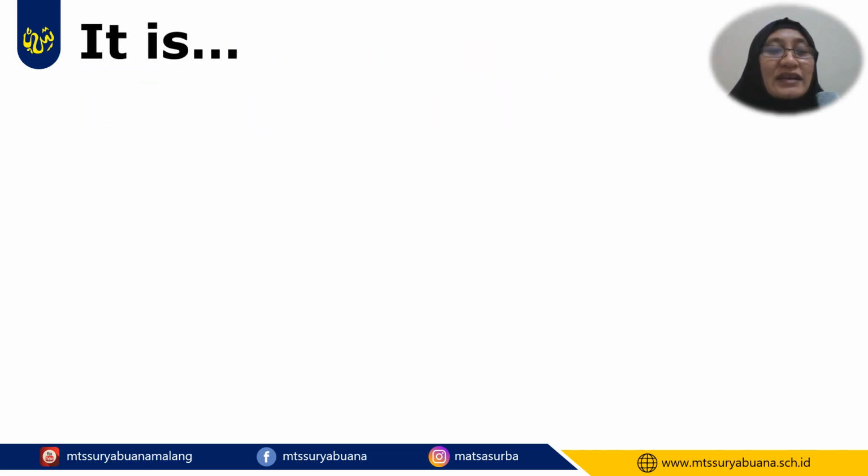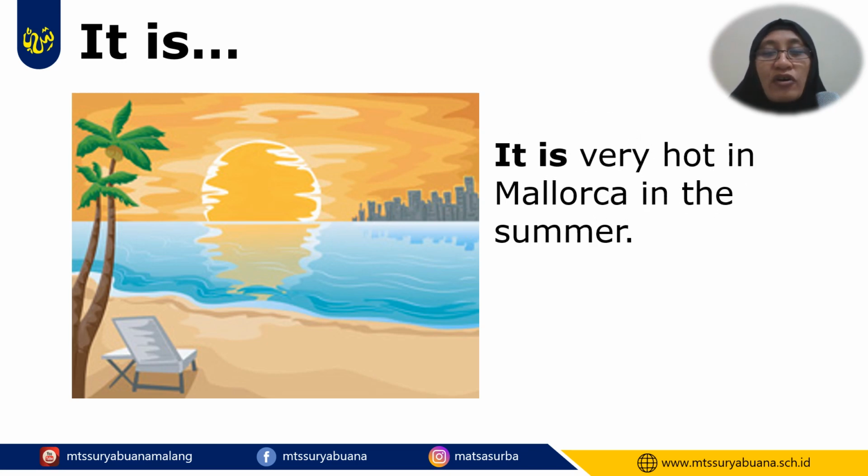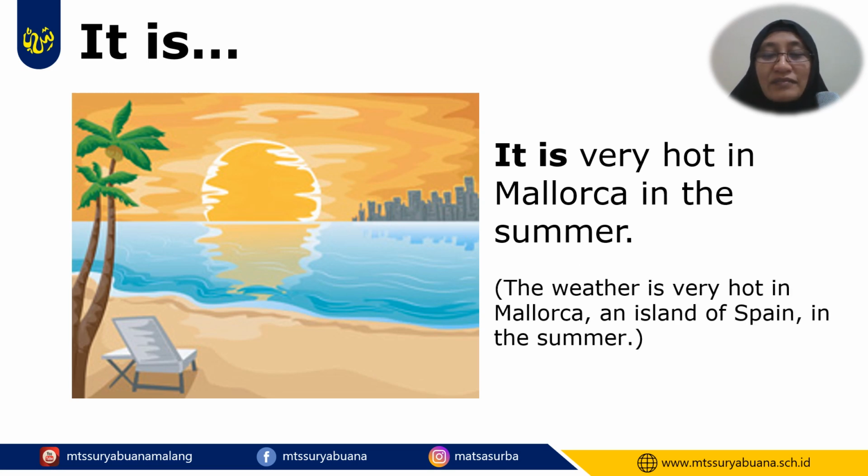Let's start by discussing the use of it is. I will give you some examples of sentences and we are going to analyze the sentences together. Let's have the first sentence. It is very hot in Mallorca in the summer. It means that the weather is very hot in the summer in Mallorca. Mallorca is an island of Spain.